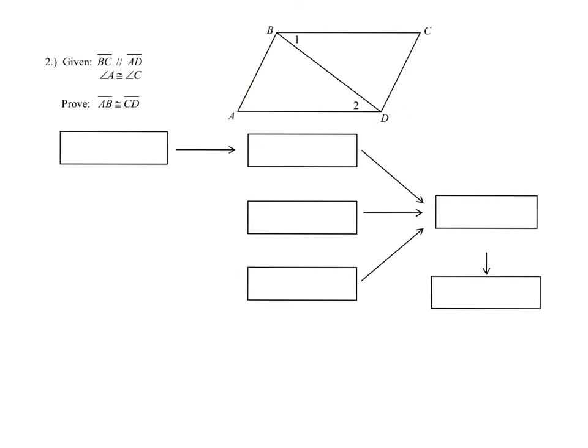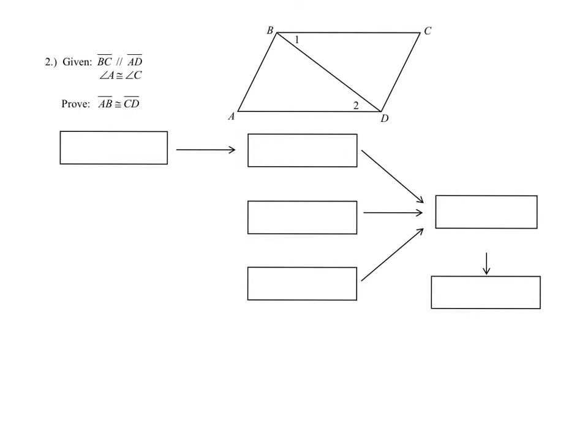Okay, in our second flowchart proof, notice this time we're given some information. We're given some parallel segments and a pair of congruent angles, but look at our proof statement this time. This time our proof statement is we're going to prove that a couple of segments are congruent. Now the way we will do that is we will get two triangles congruent and show that segment AB and segment CD are corresponding parts of congruent triangles. So after we get the triangles congruent, then we'll say that these two segments are congruent by CPCTC.